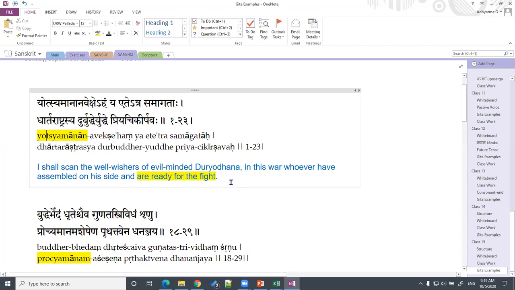So in English translation, if you understand the participle, you will translate in English the way it will make sense. So here it is translated those who are ready for the fight. But literally it's a future participle, that means those who are about to fight or those who would be fighting.